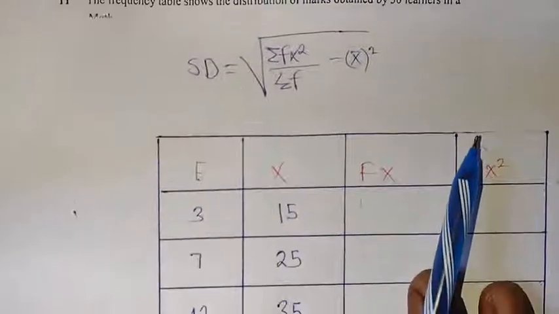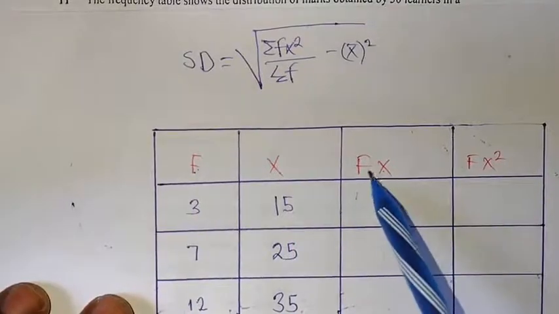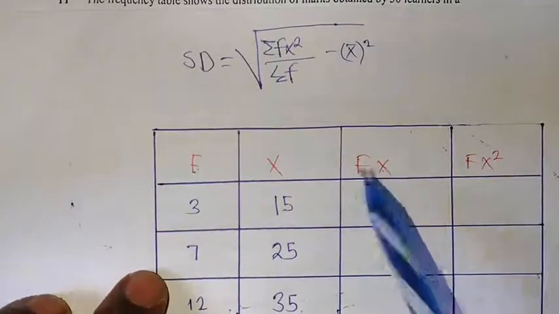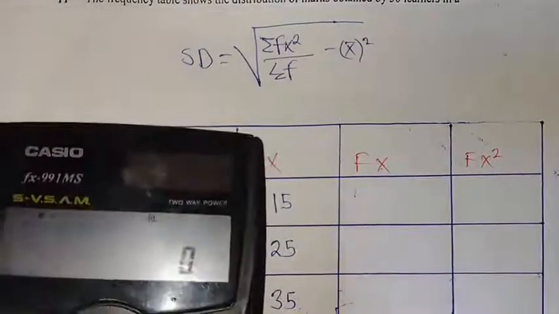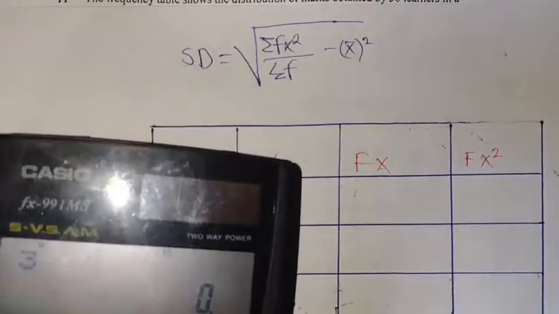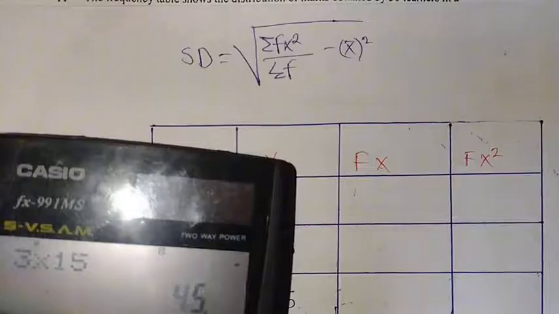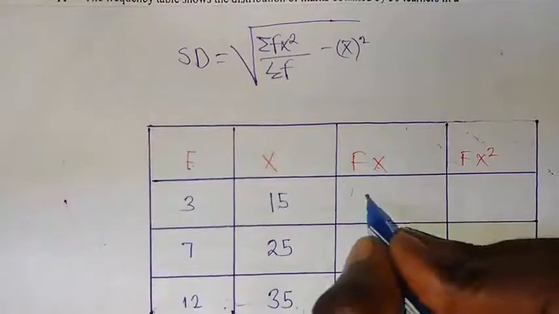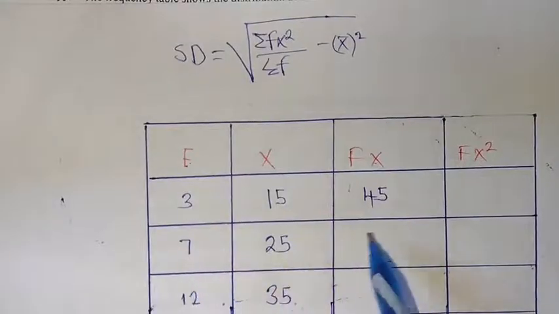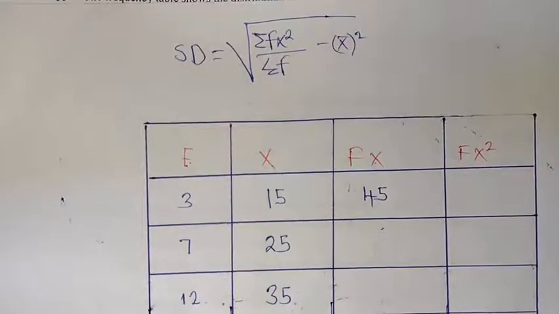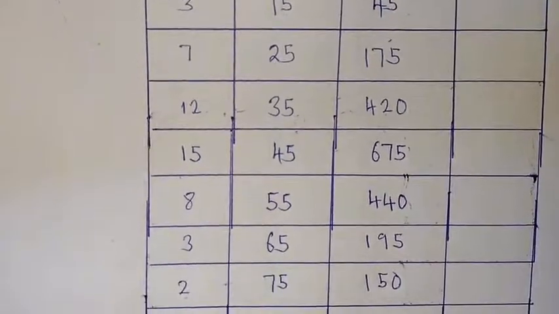Once we have filled in f and x, what's next now? Here we have fx, meaning f times x. Here we have a 3, here we have a 15. Just multiply, where you get 3 times 15. What do you get? You get a 45. So here you write a 45. You do the same: 7 times 25 you write here, 12 times 35 you write here. This is what you are going to get after you multiply.